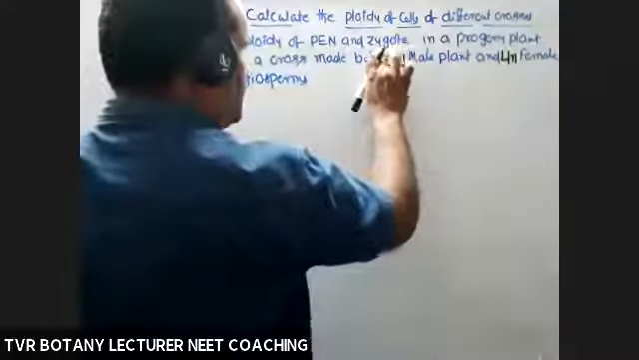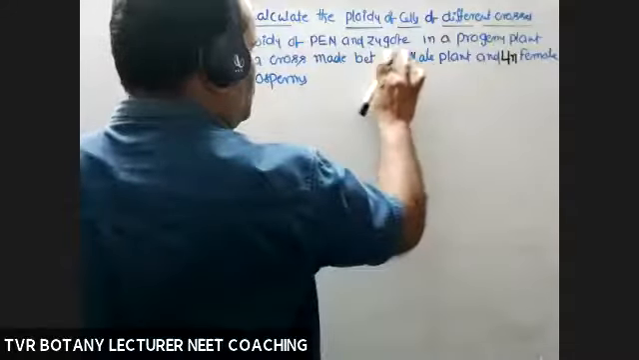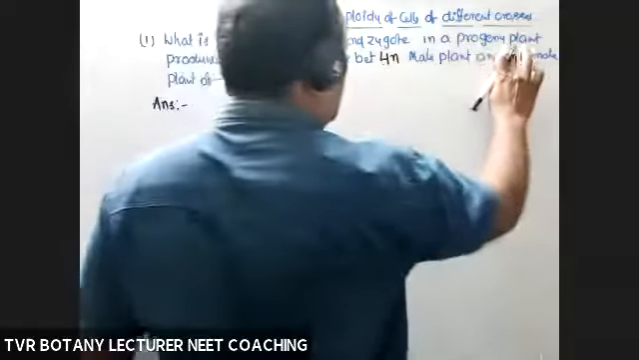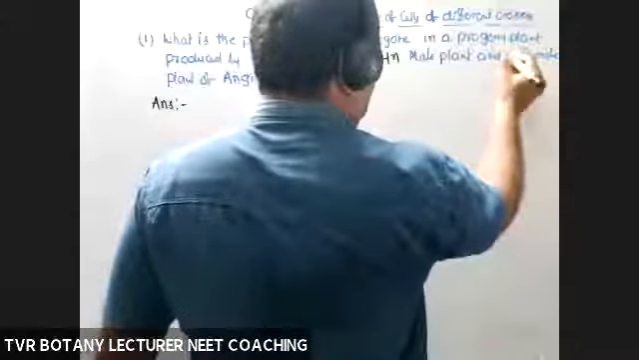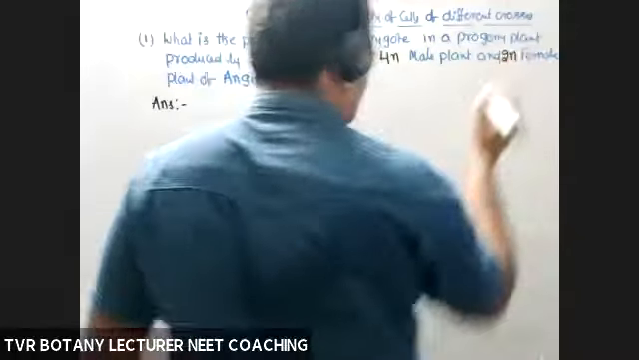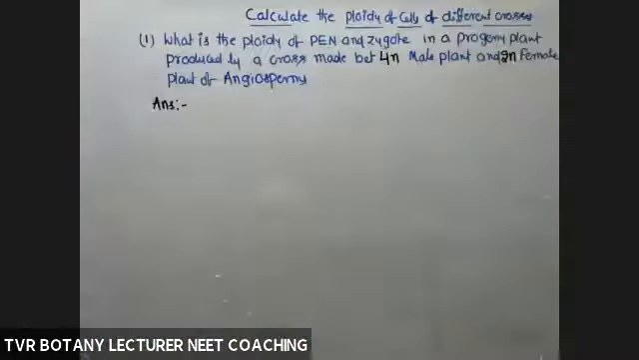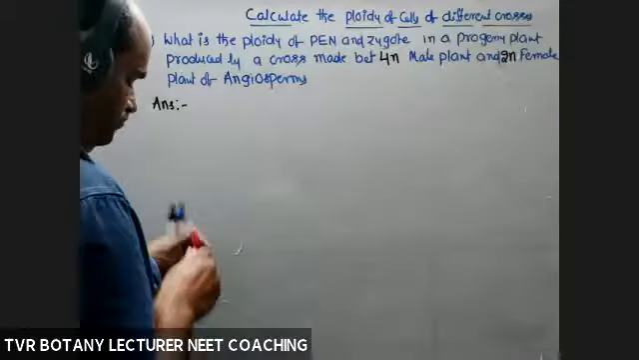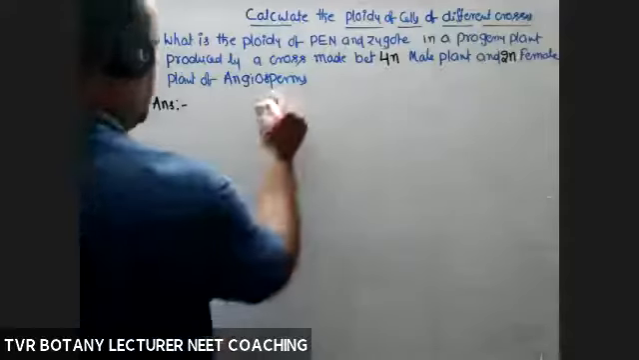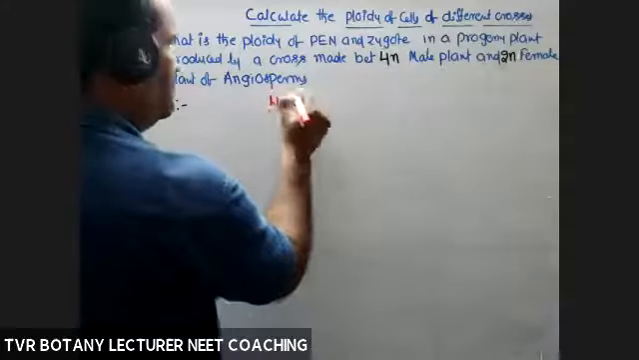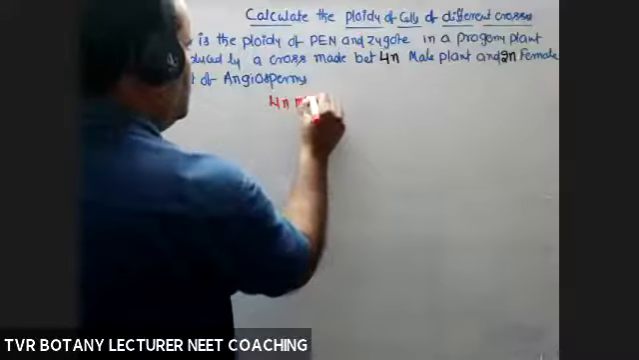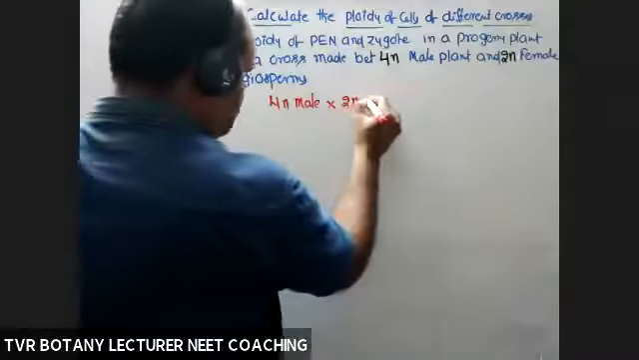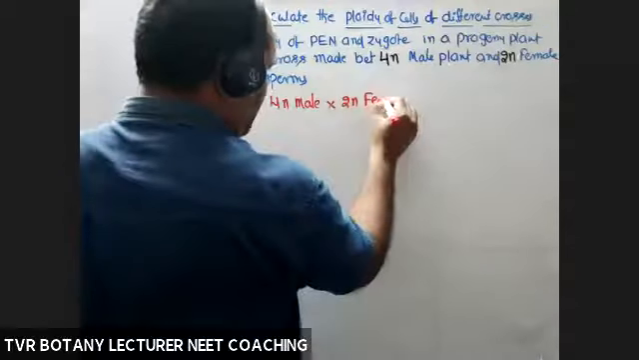Now, change it. 4N male, 2N female. Reversed. 4N male crossed with a 2N female plant.